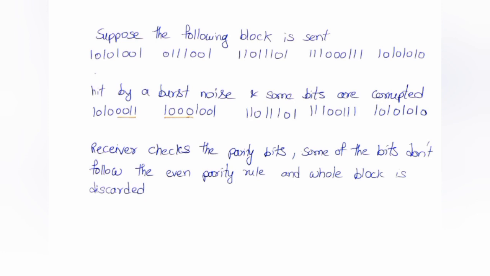So when the receiver checks the parity bits, some of the bits don't follow the even parity rule, and the whole block is discarded because some of the blocks are not following the even parity rule. So the 2-dimensional parity check increases the likelihood of detecting burst errors. A burst error of more than n bits is also detected by this method.